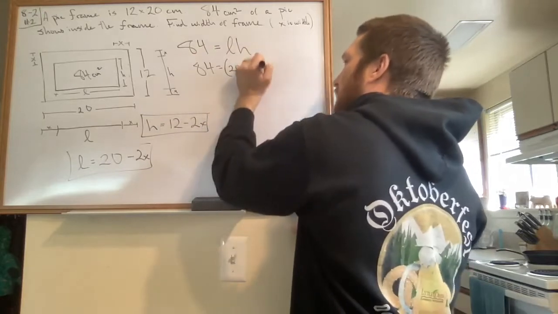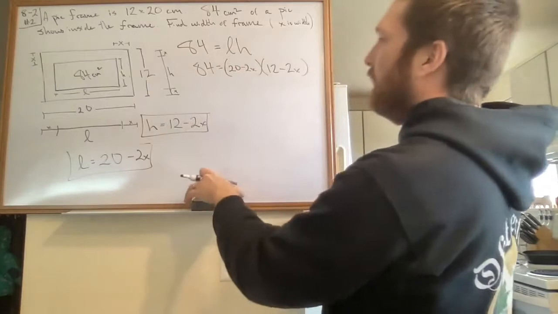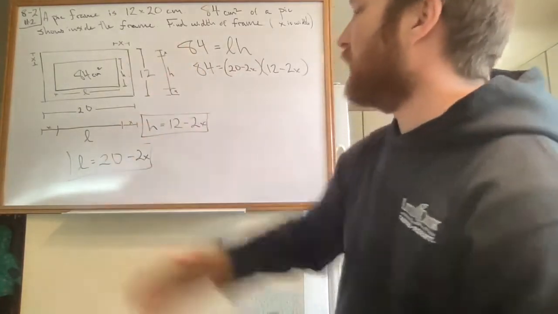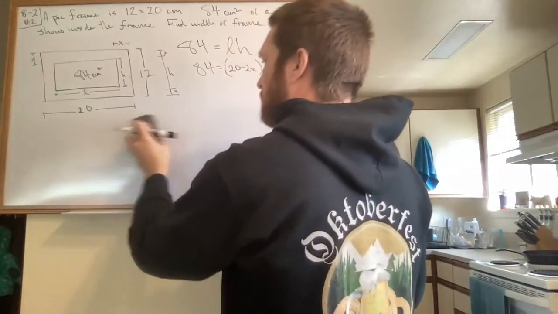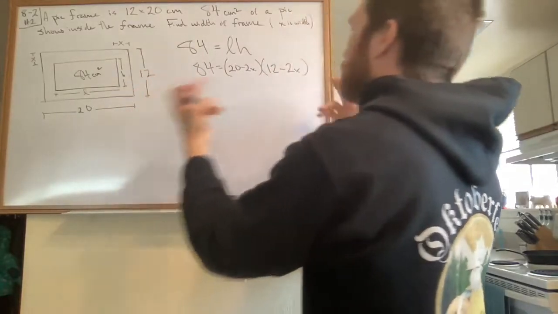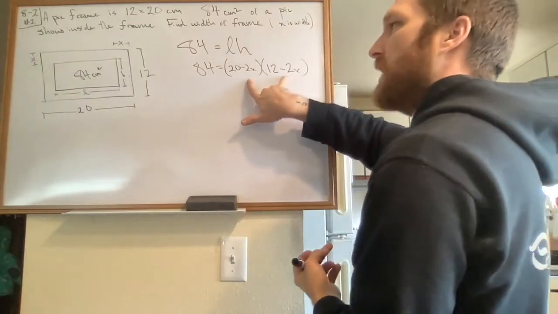H is 12 minus 2x. Okay, that looks good. So I'm going to go ahead and get rid of a little bit of our work here, just to give me some room for calculations. All right, now what do we need to do? Well, how about first, outer, inner, last with this guy? Because I can see that this is going to turn into a quadratic.